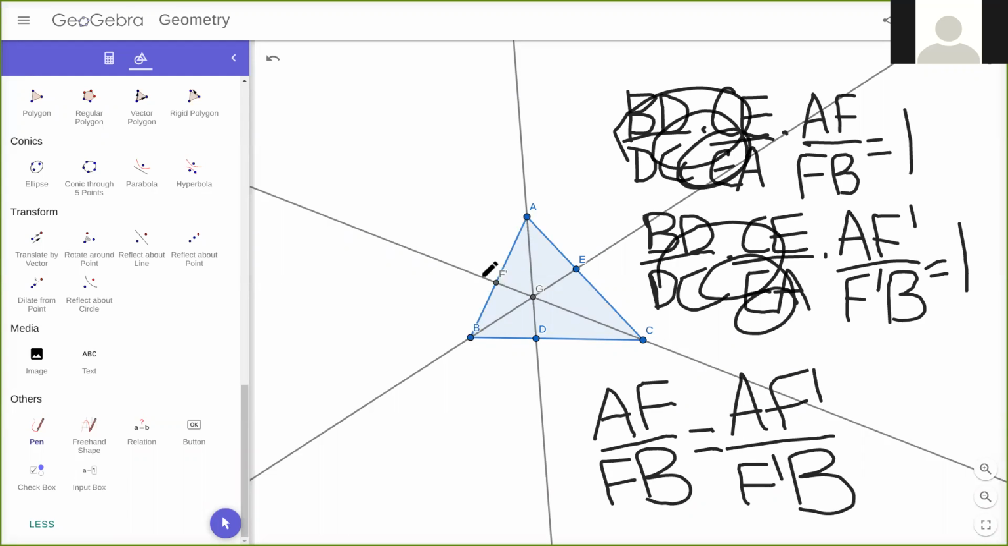And we know that F prime lies on this segment. So ultimately, what's the point? How many points have the same ratio of AF over FB?